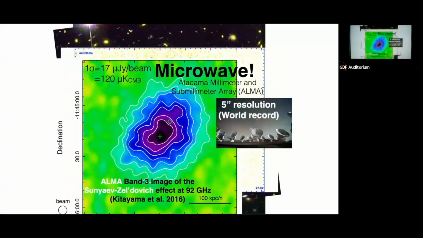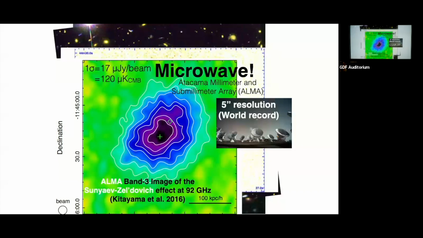that's it, right? And I'm very proud of this image because we took this using ALMA. It's the first image of a galaxy cluster in microwave using ALMA. 5 arc-second resolution, highest ever achieved for this kind of thing. And for the first time, angular resolution of microwave matched angular resolution of X-ray. So you can really do all kinds of exciting science with that.